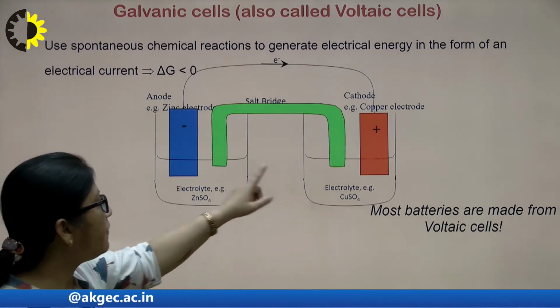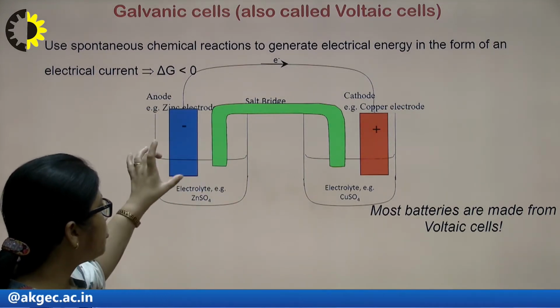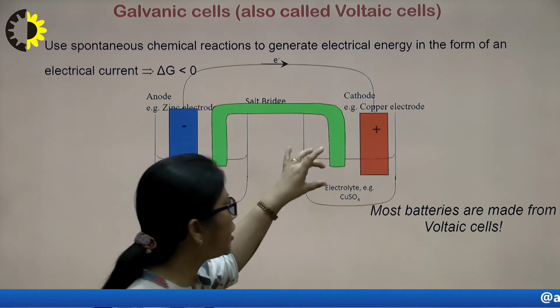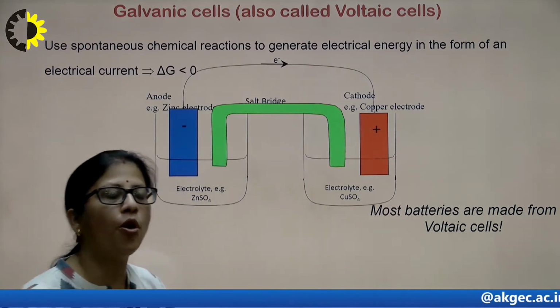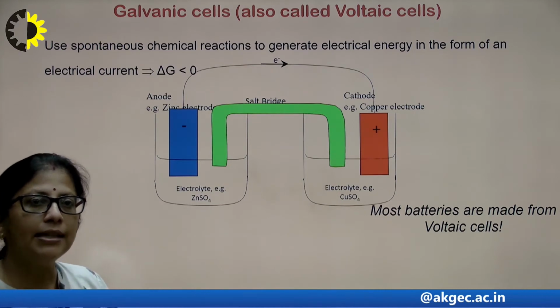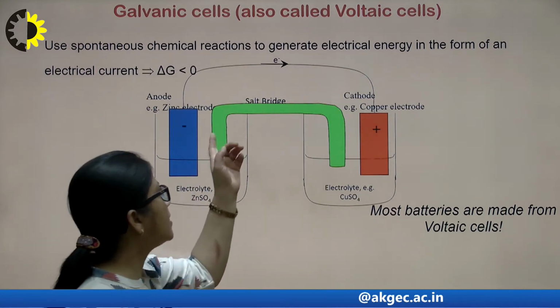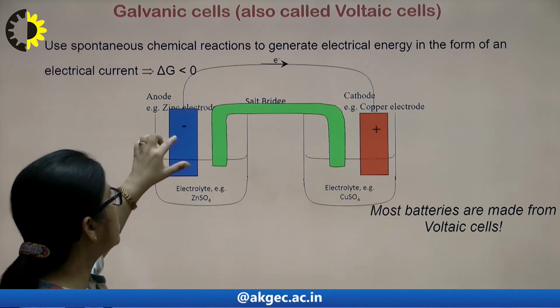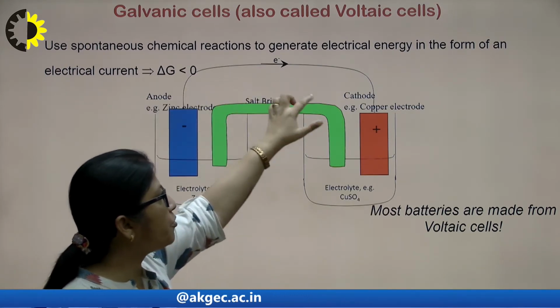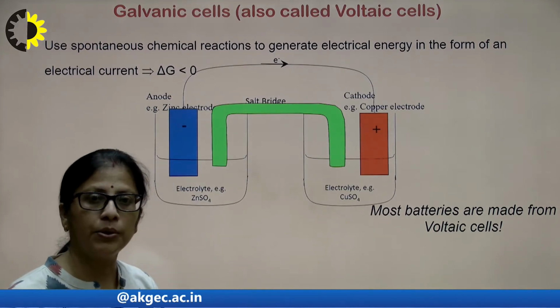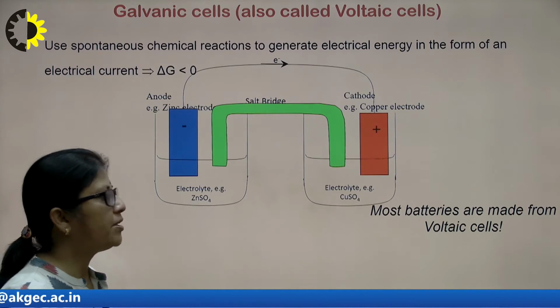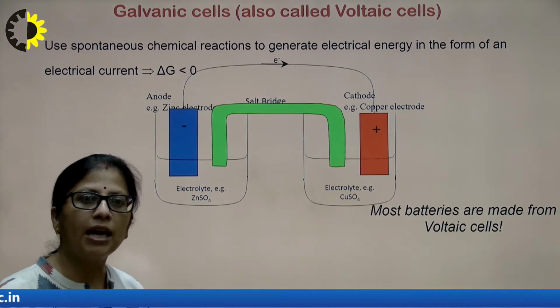and of the two half cells, the zinc electrode is dipped inside the solution of zinc sulphate, and the copper electrode is dipped inside the solution of copper sulphate, and these two half cells are connected via a salt bridge. The electrons move from the zinc electrode towards the cathode. Most of the batteries are made from voltaic cells.